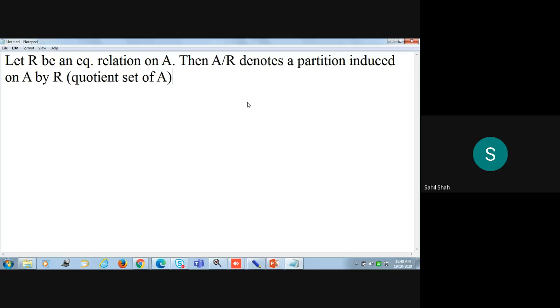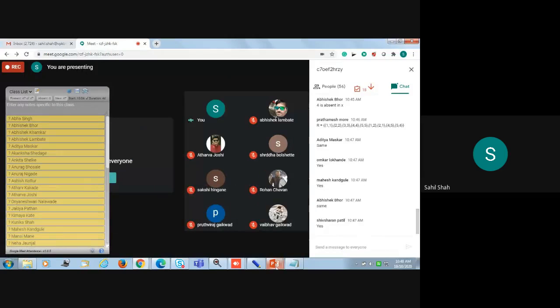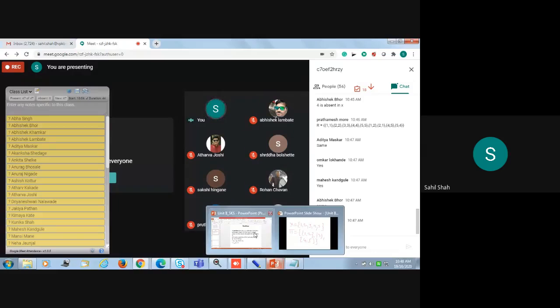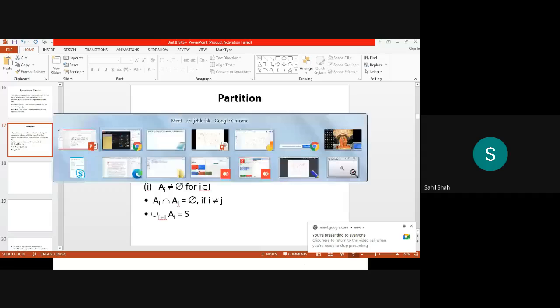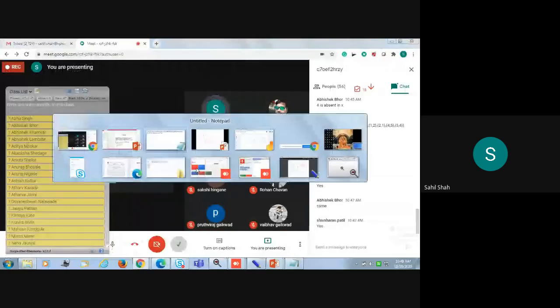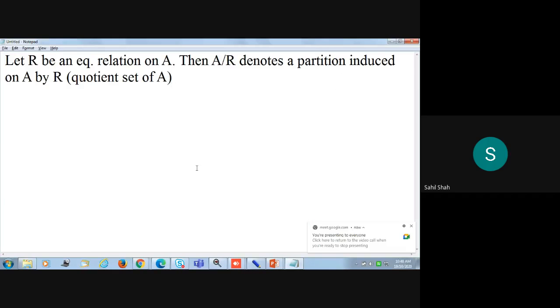We have seen one category wherein you have been provided with the partition and you are asked to compute the equivalence relation. In the other case, they will provide you the equivalence relation and ask you to compute the partition. So you should be ready with both the categories. For this category, the question will look like this.